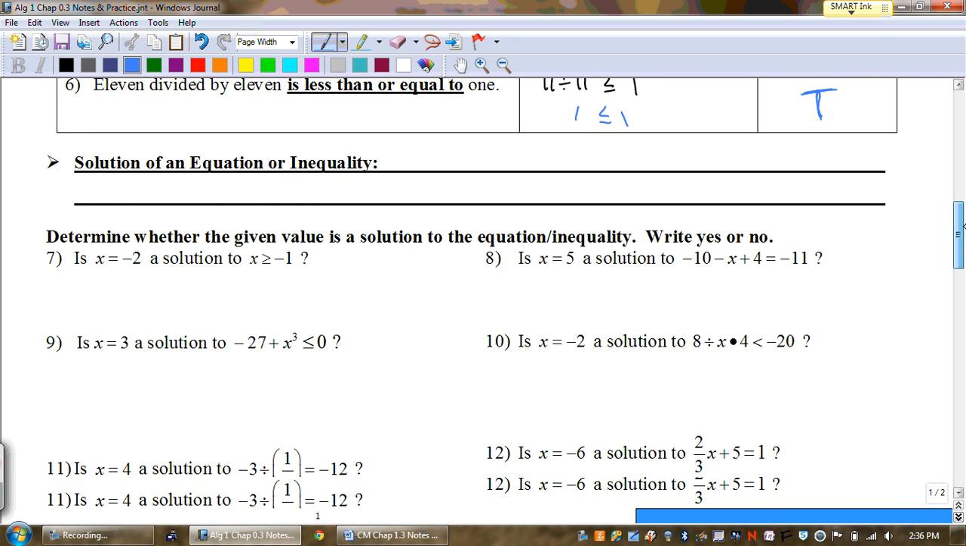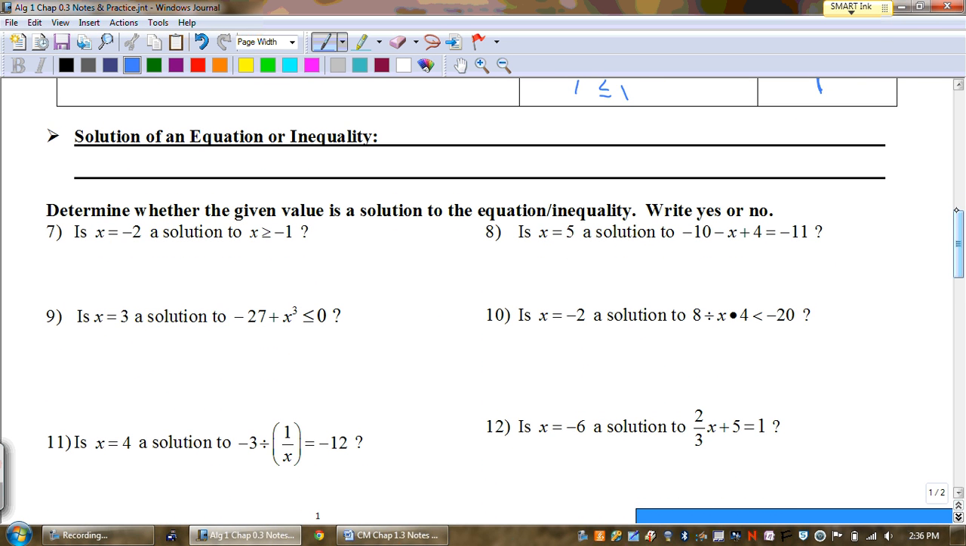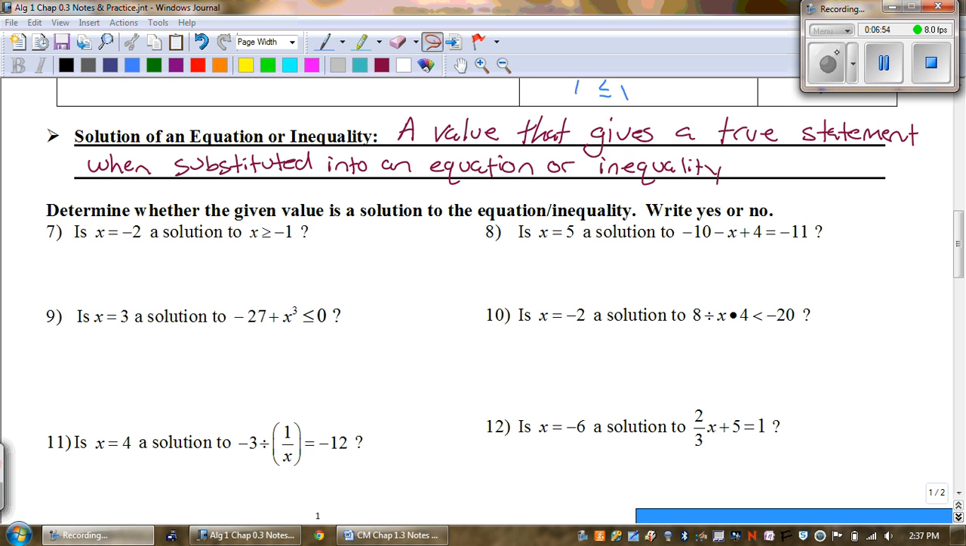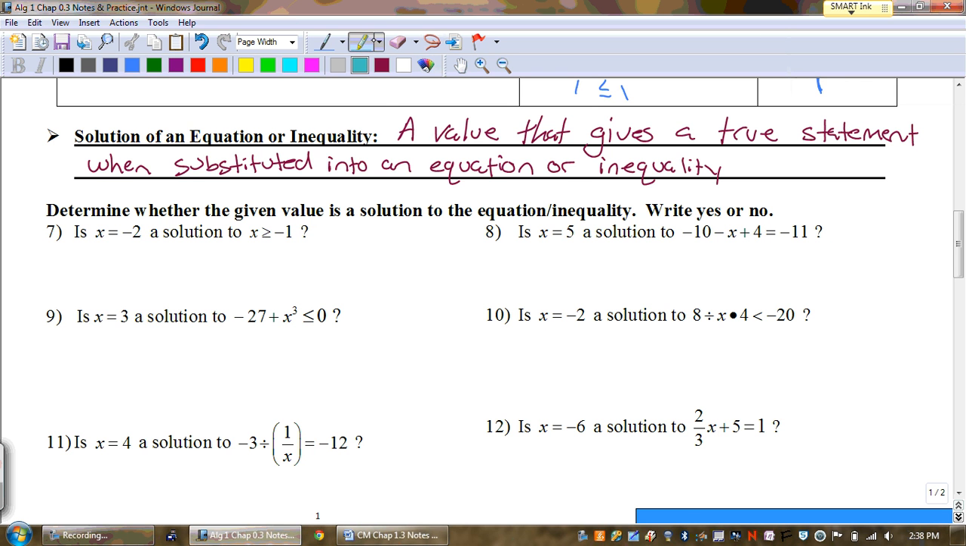All right. Now, solutions of an equation or inequality. Are you ready? Watch the magic. Poof. There you go. So, a solution of an equation or inequality is a value that gives a, what is that word right there? That is a true statement. It gives a true statement when substituted into an equation or an inequality.